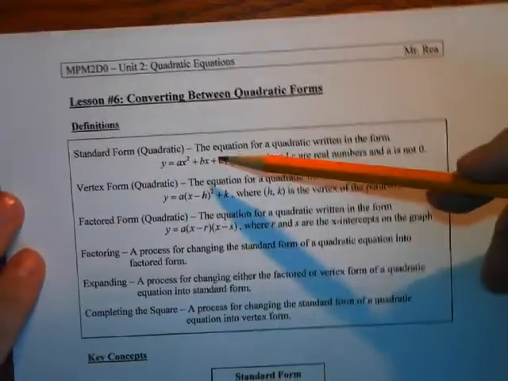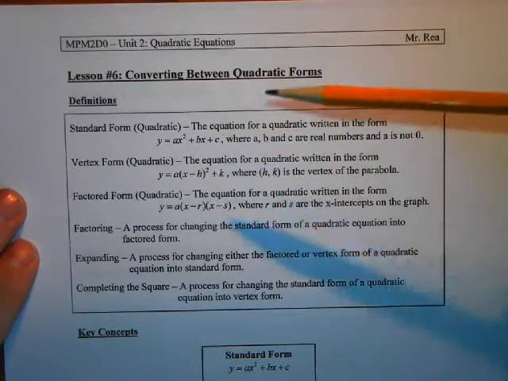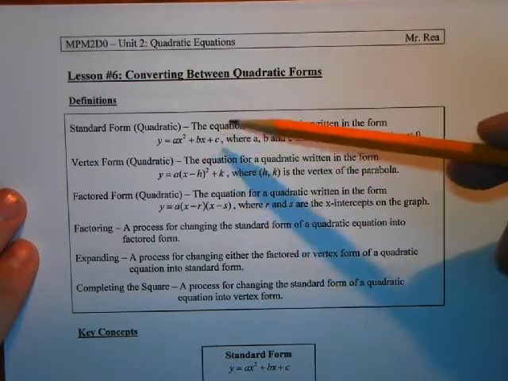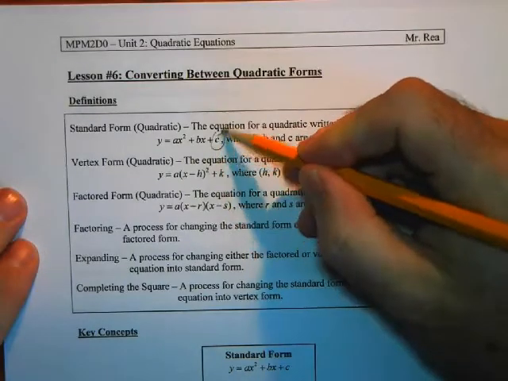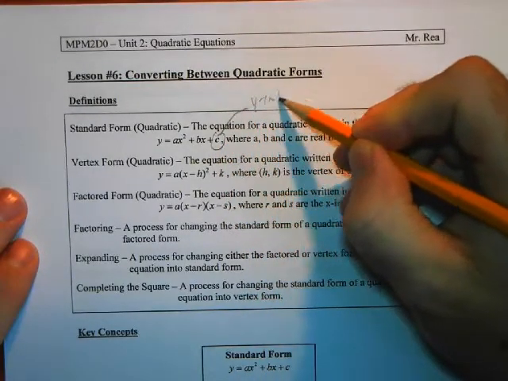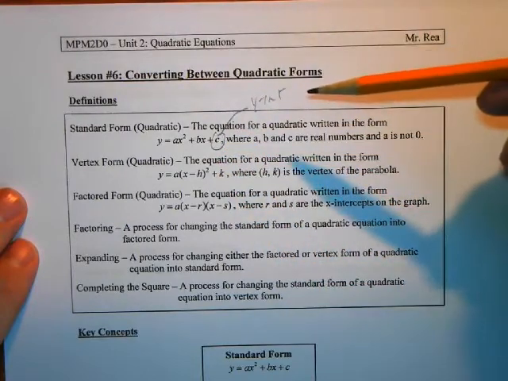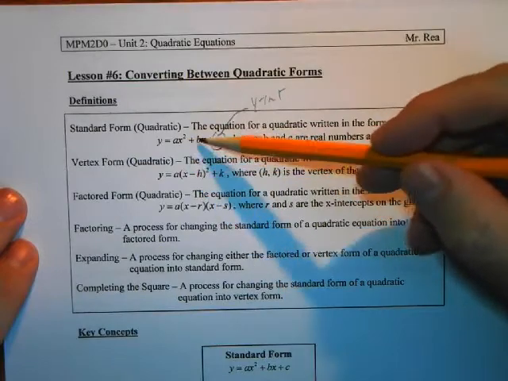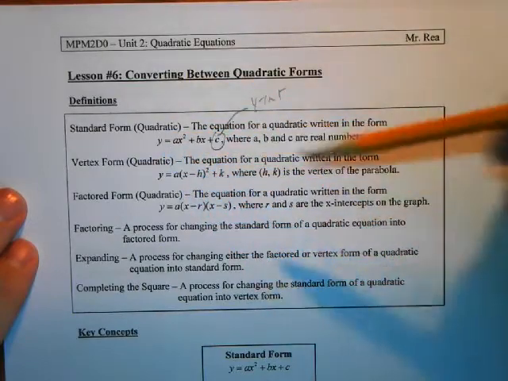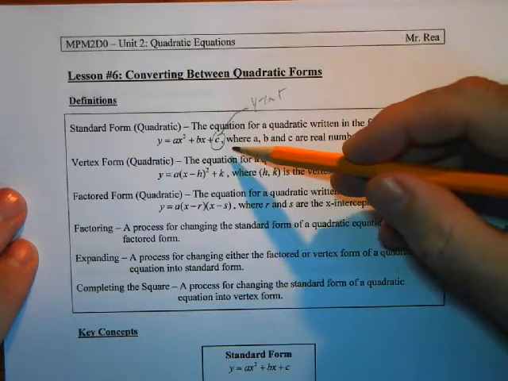So if I go back to the definitions here, standard form, which is written that way, doesn't give you a whole lot, but actually the c value, that's the y-intercept. So if you're just given standard form, you can get the y-intercept very directly, and we just do that by plugging in x equals 0, and we get y equals c if we plug in 0 for x.